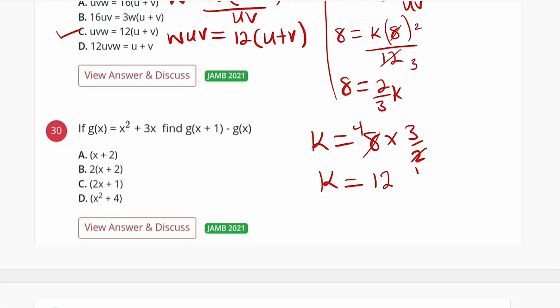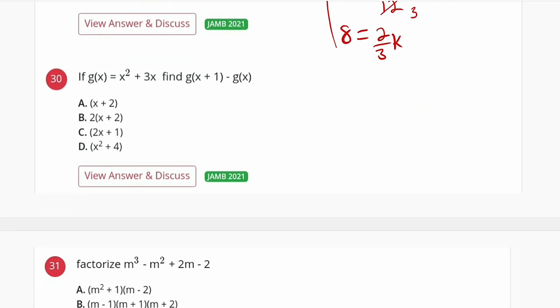Moving on to question number 30. We are given that g of x is equal to x squared plus 3x. We are asked to find g of x plus 1 minus g of x. Already g of x is given. All we have to do is to substitute the value of x with x plus 1. So wherever we have x, we replace it with x plus 1. That is, g of x plus 1 is equal to x plus 1 all squared from here, then plus 3 multiplied by x plus 1.